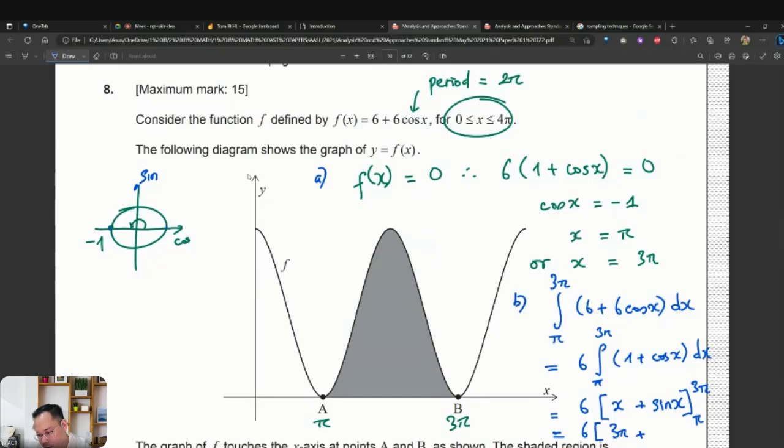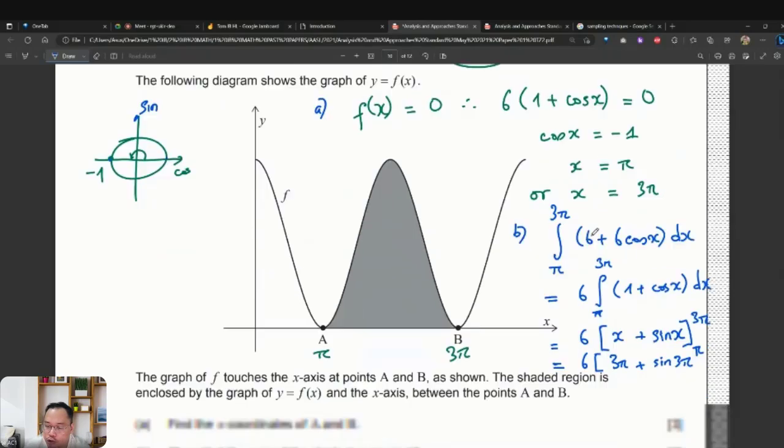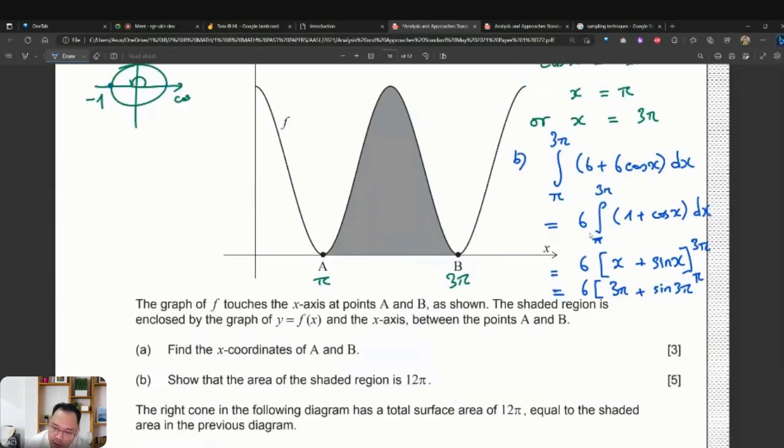And then you subtract the second boundary, the lower boundary: subtract pi and subtract sine of pi. Sine of pi is also 0. Let me make this just a normal bracket, not a square bracket. Sine 3 pi is 0, sine pi is 0, so basically 3 pi minus pi, meaning 2 pi multiplied by 6 is 12 pi. Exactly the thing that we need to prove.